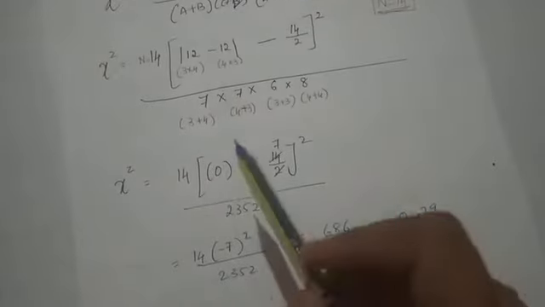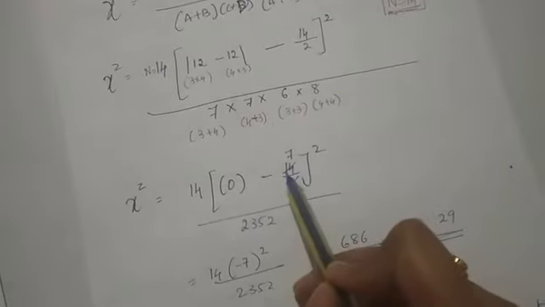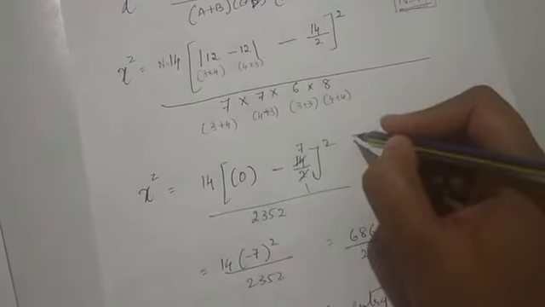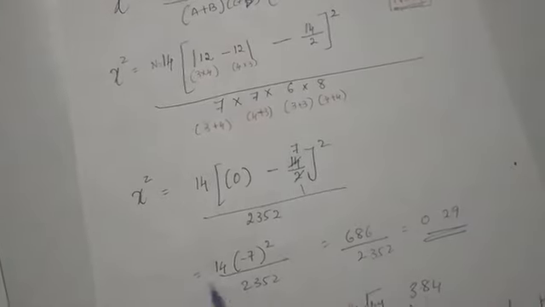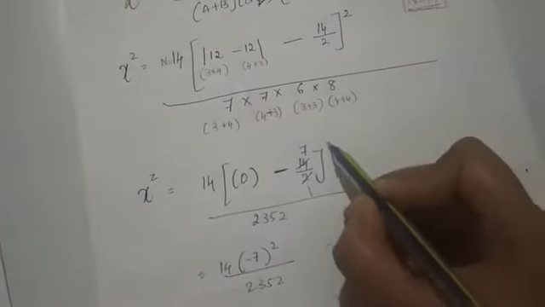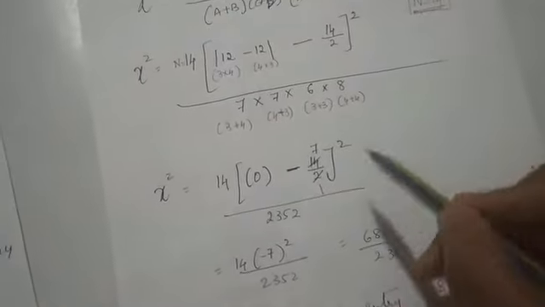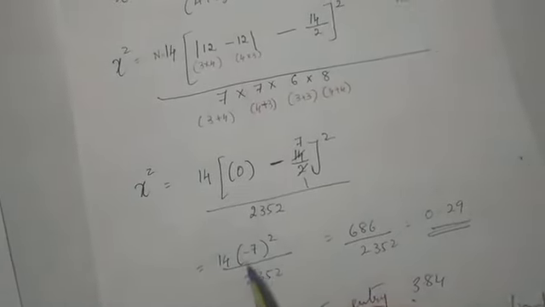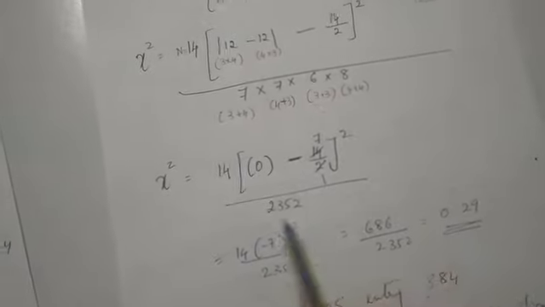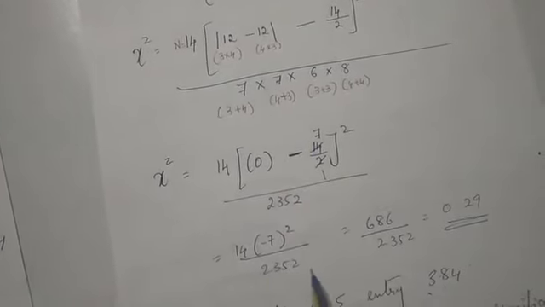So now again, chi-square is equal to 14 into, 12 minus 12 is 0, minus 14 by 2, 2 7s are 14, whole square. So 7 square, but make sure this minus sign is there. Due to the square, this sign gets ruled out, minus into minus is plus. So 14 into minus 7 whole square divided by, when you multiply 7 into 7 into 6 into 8, you'll get the score of 2352.